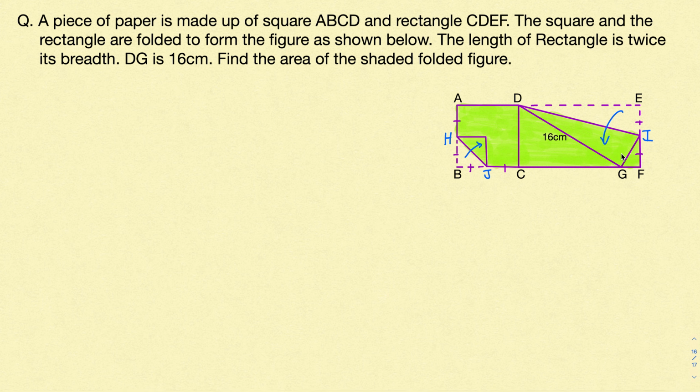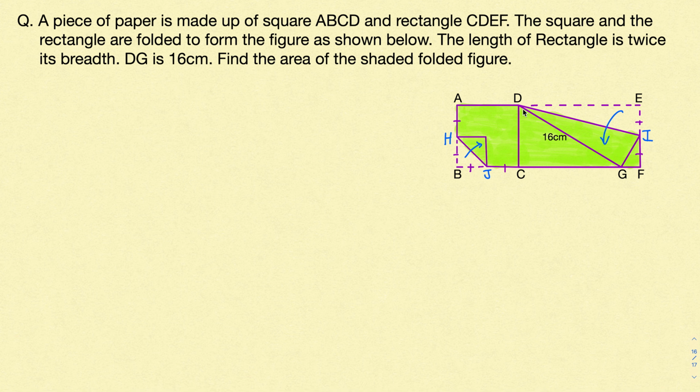Now one information which I missed just now is that the length of the rectangle is twice its breadth. So this is the length of the rectangle and it is twice its breadth. So EF is the breadth and DE is the length of the rectangle. With all this information, let's start by finding the dimensions of the square and the rectangle.